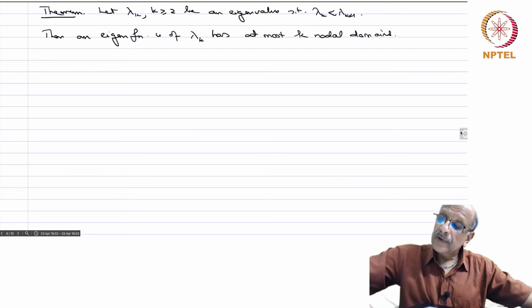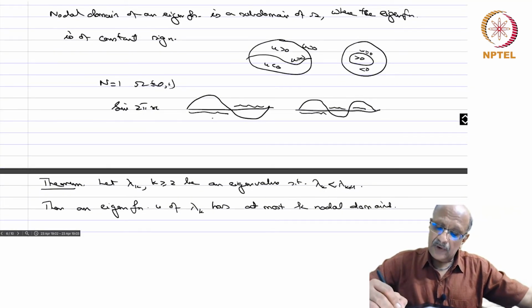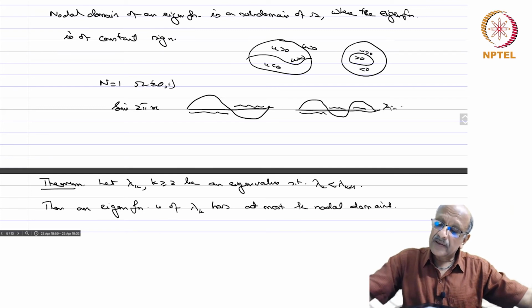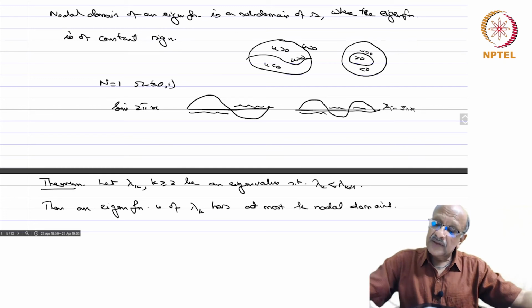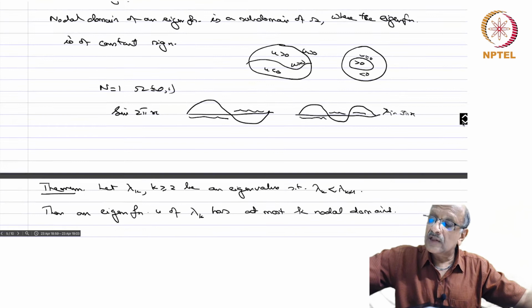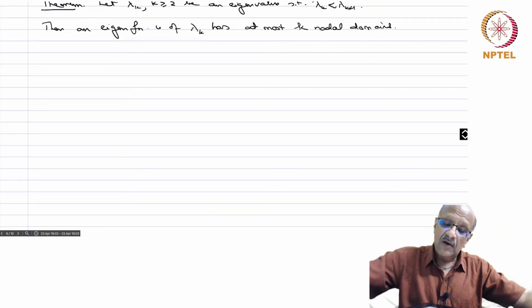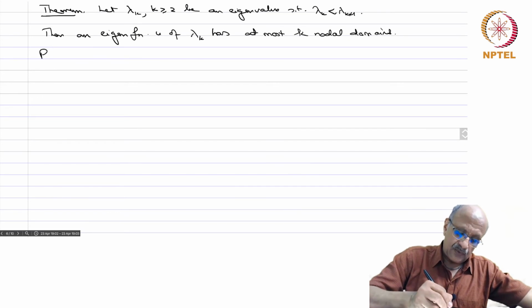So, if you look at the previous example, all the eigenvalues are distinct. So, this is sin 3πx. This has 3 nodal domains, this is exactly 2 nodal domains, and so on. So, in general we can say that you have only at most k nodal domains. Okay. So, proof.